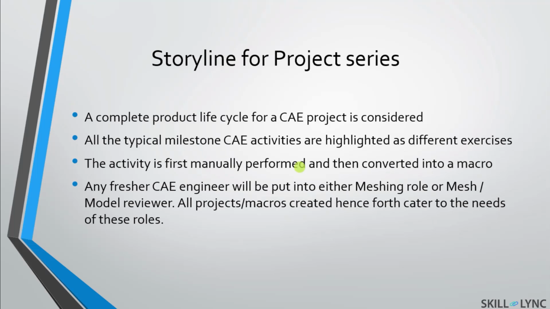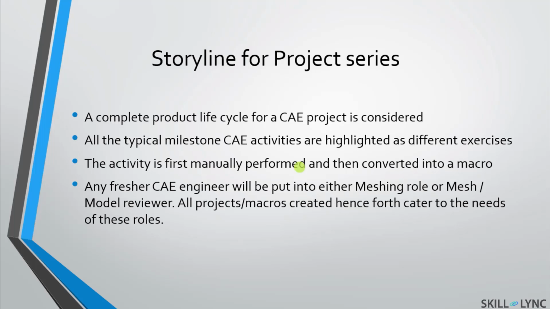So first thing is, how are all of these projects organized for you? I have a sort of life cycle of a CAE project that I have considered. All the typical milestone activities that happen during a CAE or a meshing activity are highlighted as different exercises. These exercises I will first do manually, and then we will try to think and build upon a logic by which we will convert this into a macro.